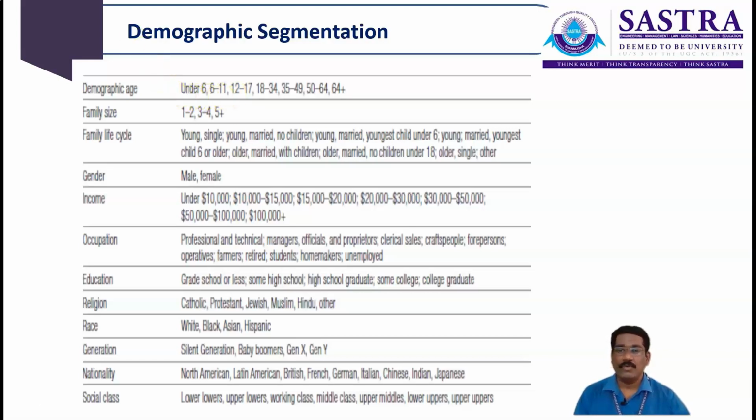And also, if you look at the family life cycle, you have young single, young married no children, young married youngest child under 6, young married youngest child 6 or older, married with children, older married no children under 18, older single, and others. So in the family life cycle, different segments are available.